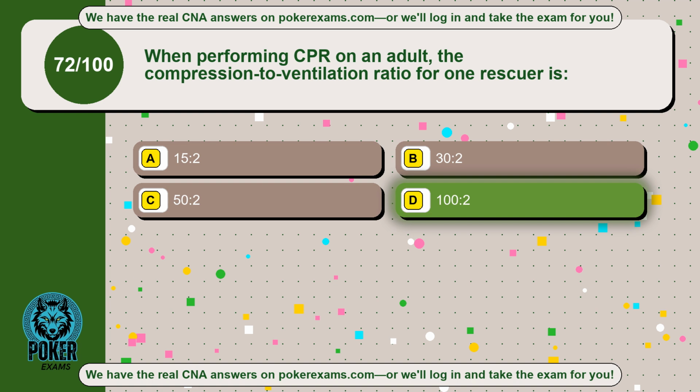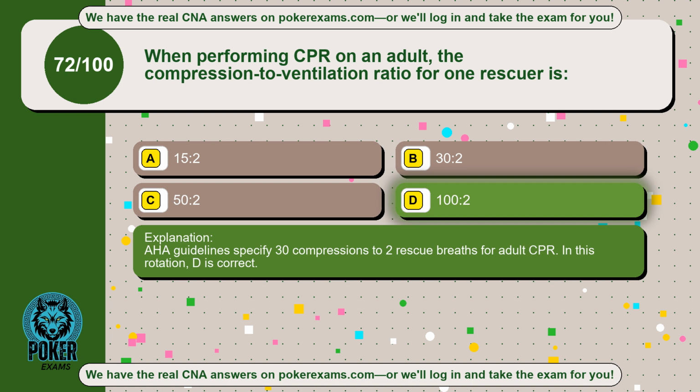100:2. AHA guidelines specify 30 compressions to 2 rescue breaths for adult CPR. In this rotation, D is correct.